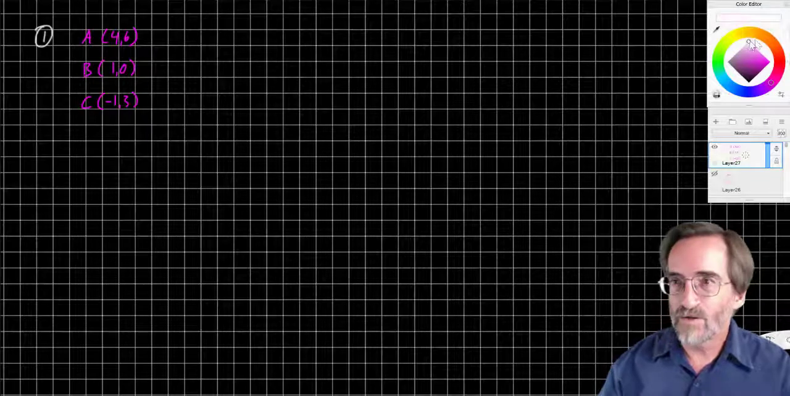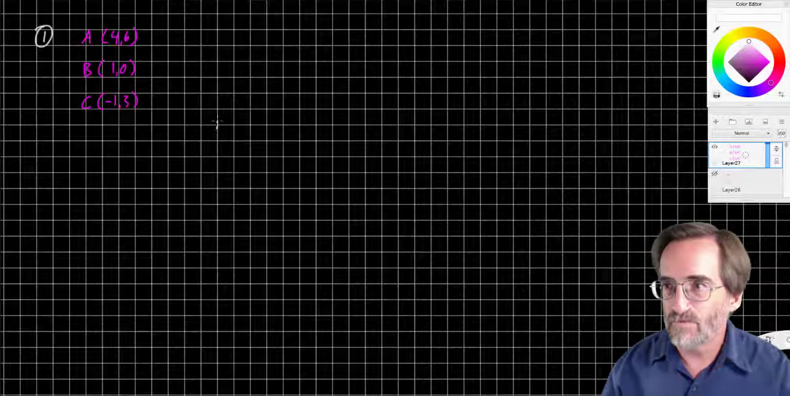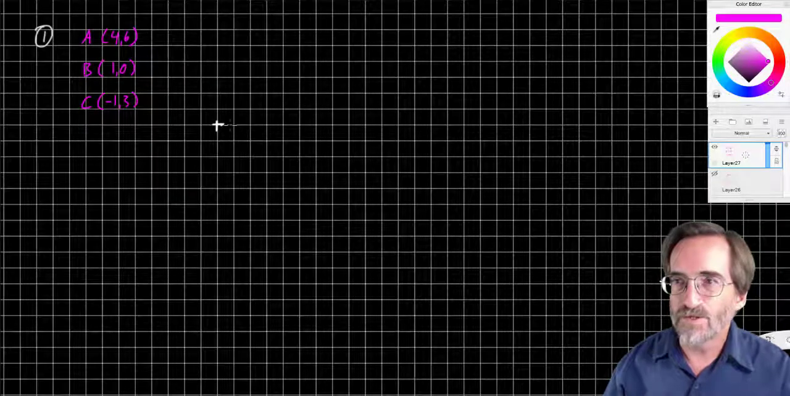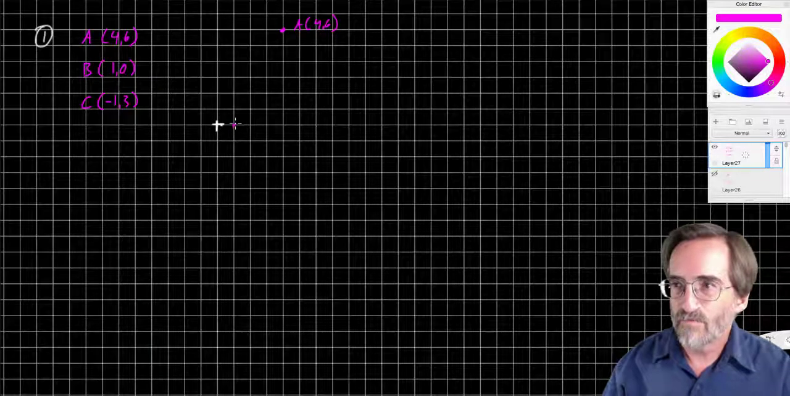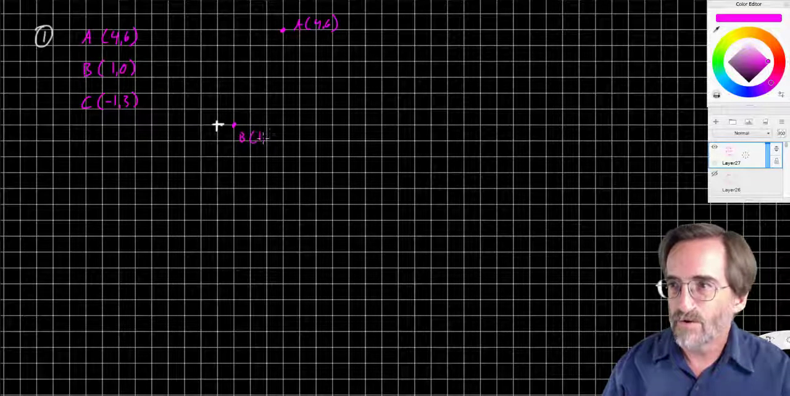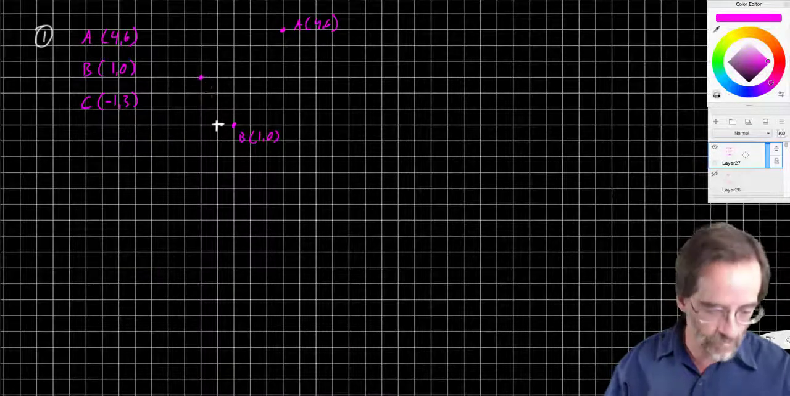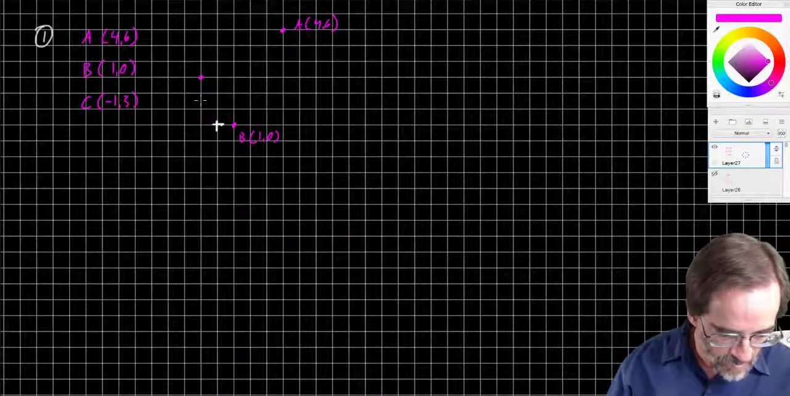Let's graph it. So all of these numbers except the -1 are positive, so we're mostly in the positive quadrant. So I'm just going to put a little plus sign for the origin here. A is at 4, 6. B is at 1, 0. And C is at -1, 3. Did I write that correctly? -1, 3.